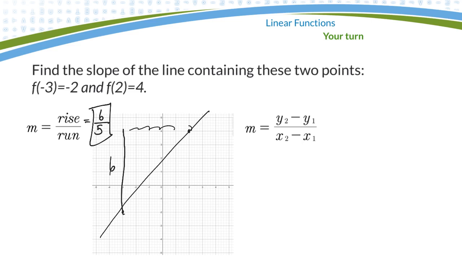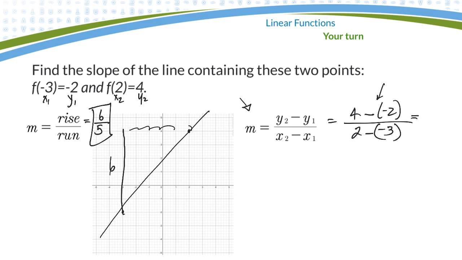Let's see if we can get the same answer using our formula. So this is, let's call x1, y1, x2, y2. Okay, y2 is 4 minus y1 is a -2. You see how you're going to have to be careful with those. Over x2 is a 2 minus x1 is a -3. Ooh, a couple of negatives.